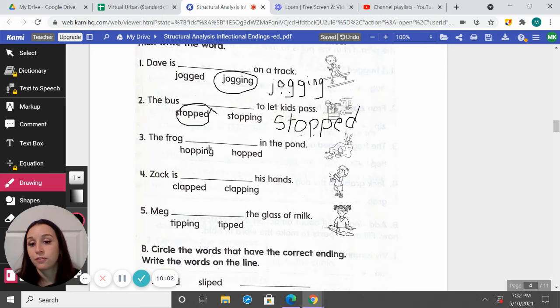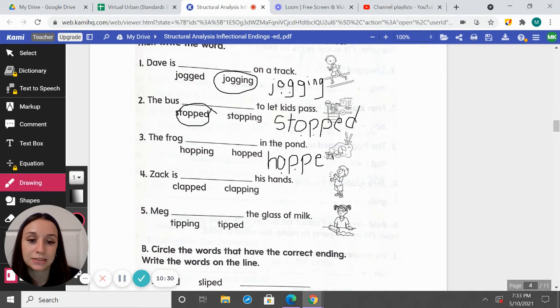Number 3, the frog hopping in the pond or the frog hopped in the pond? Well, past tense, so we know ed, but let's talk about how to make it. So we have our root word hop. We want hopped, past tense. Well, it ends with a vowel and a consonant, that O and that P. So we double that P, double that consonant, and since we're talking about the past, we add ed.